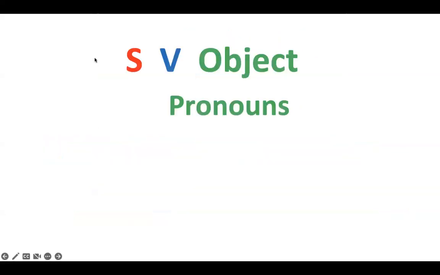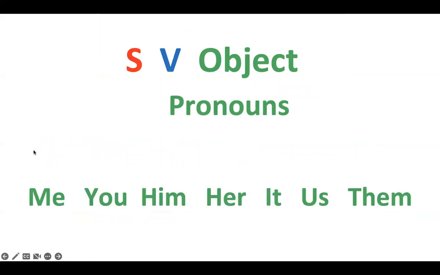The object in a sentence can also be pronouns, but the object pronouns are mostly different from the subject pronouns. Instead of I, it's me. You is the same, whether it's a subject or an object. He becomes him. She becomes her. It is the same, whether it's an object or a subject. We becomes us, and they becomes them.